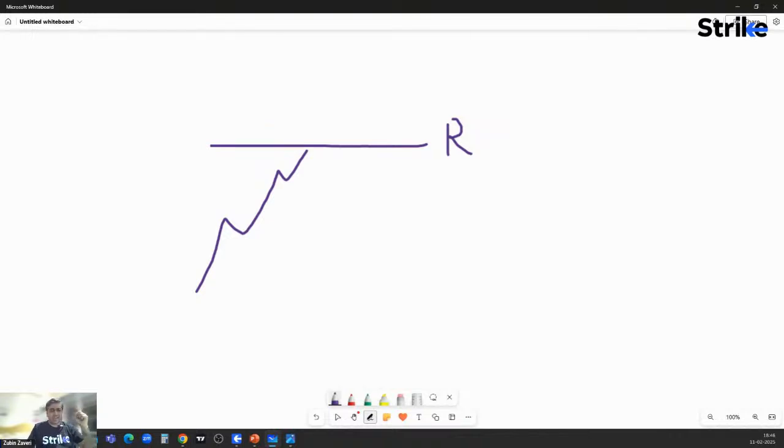Now, how to find out resistance? So we know how to do technical analysis. While doing technical analysis, we can draw trend lines, we can have moving averages, we can have previous supports, we have Fibonacci levels. So there are many ways to find out resistance using technical analysis. But when it comes to derivative analysis, how to find the resistance level?